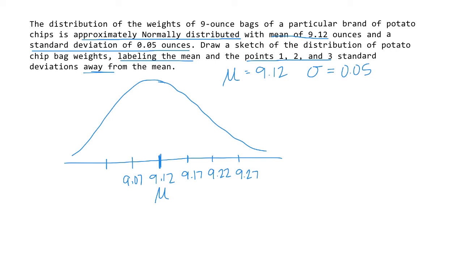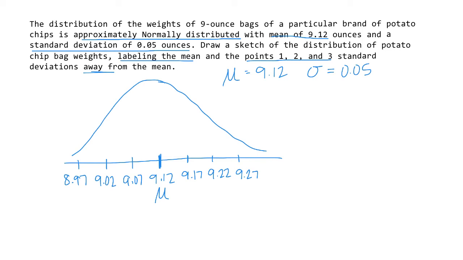Okay, I'm going to go back down to the left. I already did 1 standard deviation to the left of the mean, which was 9.07. I'm going to go a second standard deviation to the left. I'm going to take away another 0.05, and we get 9.02. And I'm going to go down another standard deviation, so now I'm 3 standard deviations below the mean. I'm going to take away another 0.05, and I get 8.97.